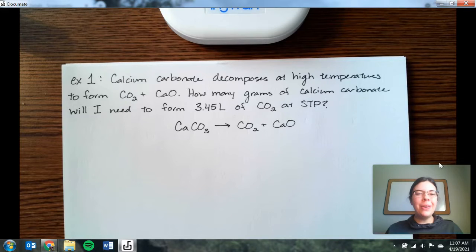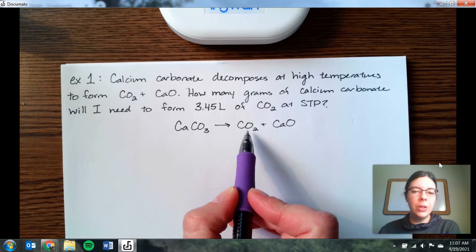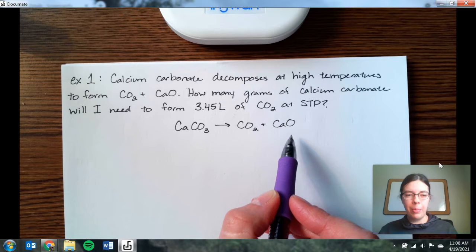Let's try out this problem. Calcium carbonate decomposes at high temperatures to form carbon dioxide and calcium oxide. How many grams of calcium carbonate will I need to form 3.45 liters of carbon dioxide at STP? If we think about the four-step process for solving stoichiometry problems, the first thing we need is a balanced chemical equation. As I read through the question, it actually gives me my equation. Calcium carbonate is decomposing to form carbon dioxide and calcium oxide, and it's balanced with coefficients of 1. So that is my balanced chemical equation.